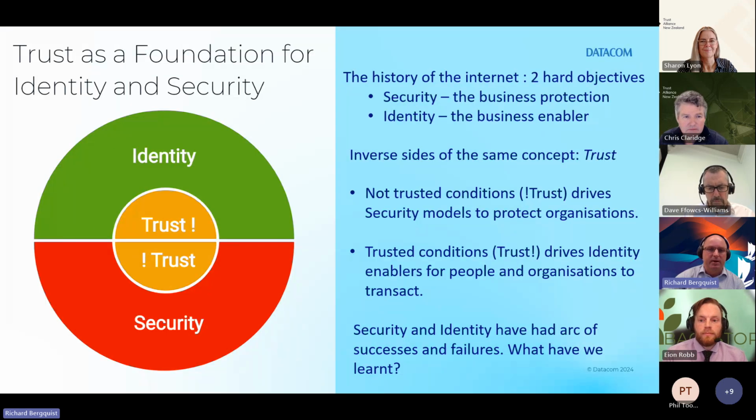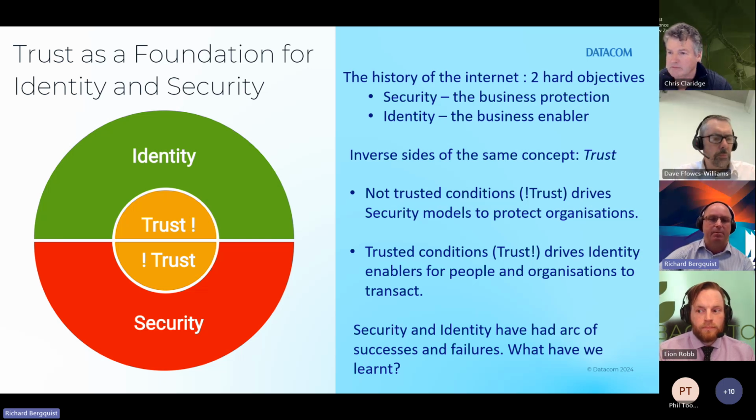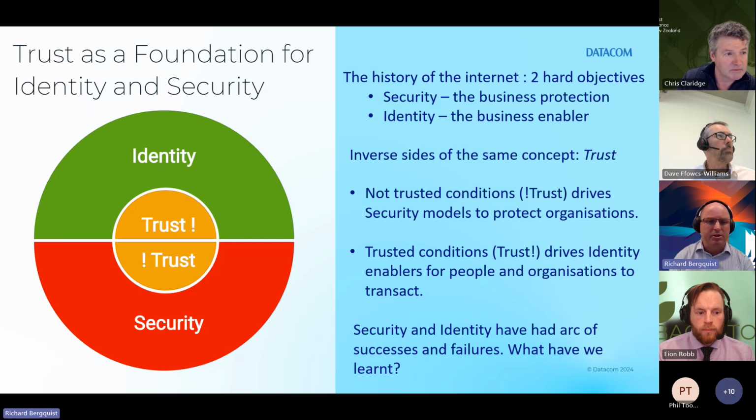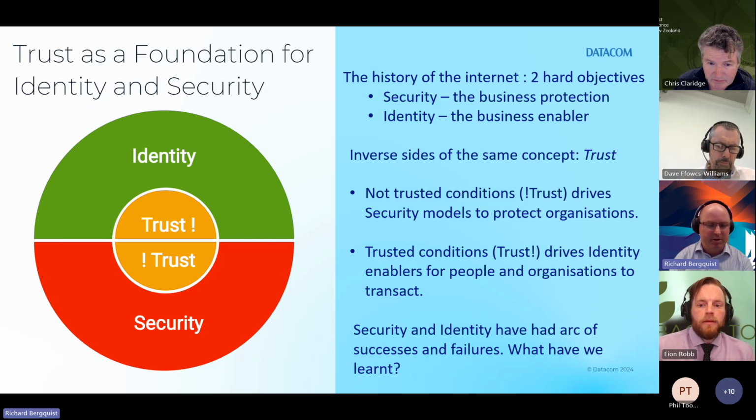Because to be fair, in the identity space and generally on the internet, two of the hardest things are tying down identity and security. You need security for protection, and you need identity as an enabler. And in the history of the internet, identity and security have had a bit of a fraught curve, because they're underpinned by an even more nebulous concept called trust. Achieving trust over the internet is hard. But with trust, you can prove who people are, so you can drive identity use cases. And where you have zero trust, you can drive security models. So trust is really important, but it's really hard to achieve.